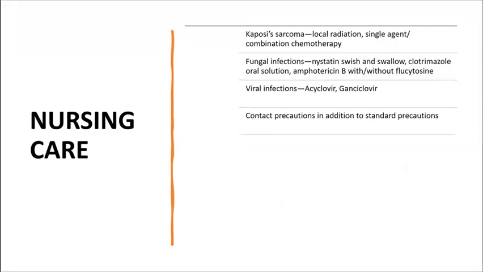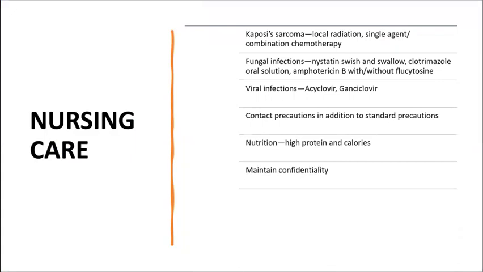With these clients, we need to carry out contact precautions in addition to standard precautions. Part of our nutrition would be to give high protein, high calorie diets. We'll need to carry out symptomatic relief, just those comfort measures. And we also need to maintain confidentiality with this client. So you want to provide support with client and family coping. You want to identify their support system. You also want to minimize social isolation in these clients.